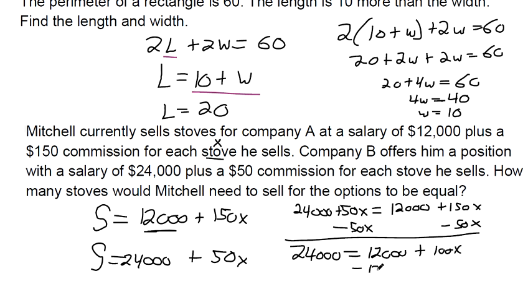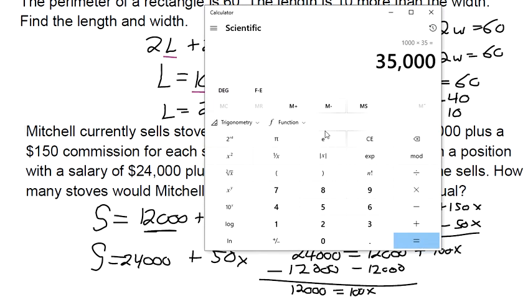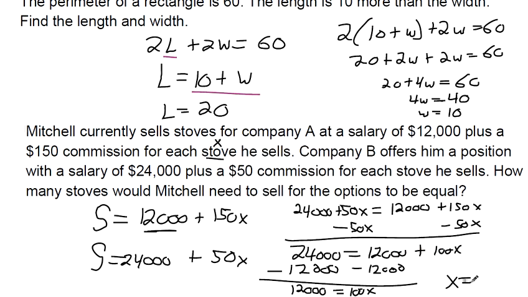And then subtract 12,000 from both sides. So it leaves us with 12,000 equals 100x. And in order to get x by itself, we got to divide 100 from both sides. So x equals 120. At 120 stoves sold, the two are equal to each other.